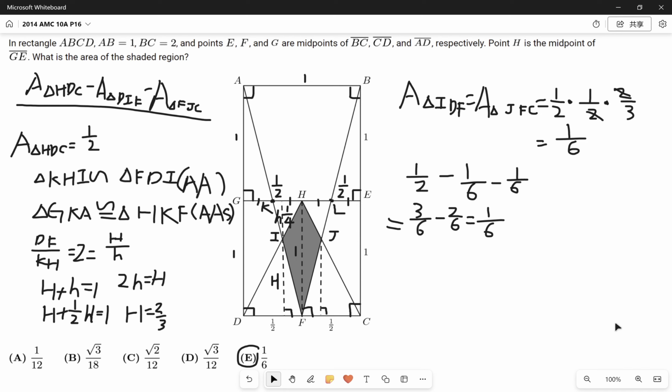So the key in this problem is to figure out how we can find the area of the shaded region. And then we have many similar and congruent triangles to figure out side lengths based on the ones that we already know.